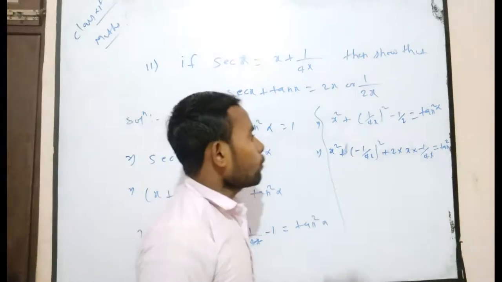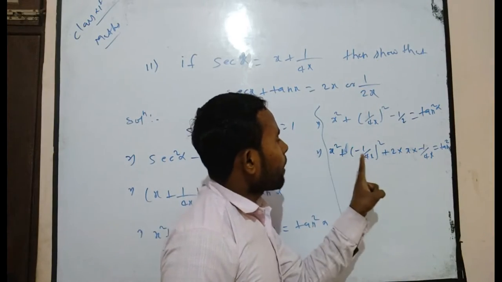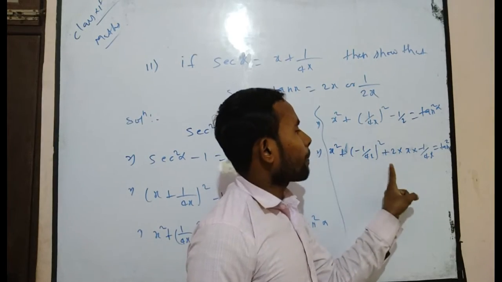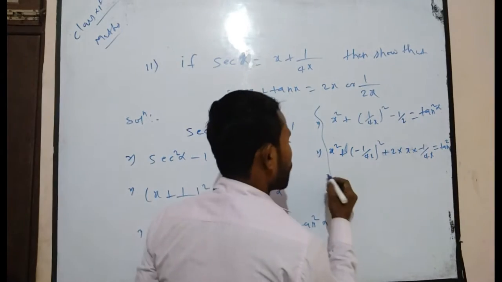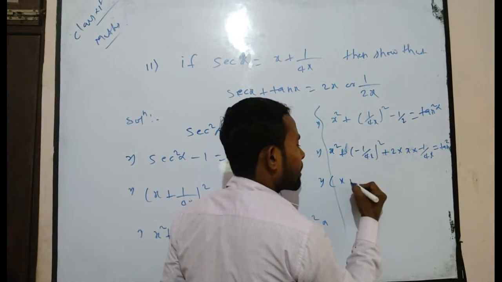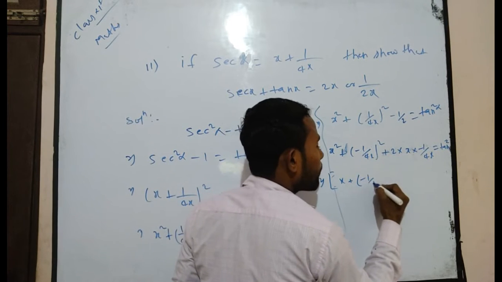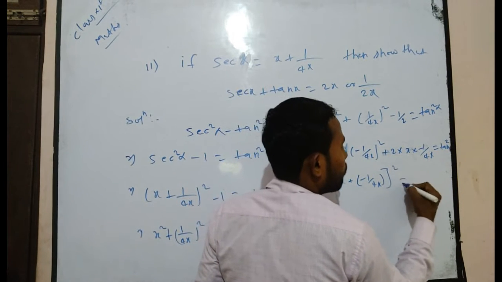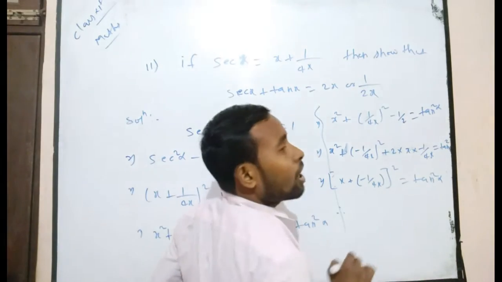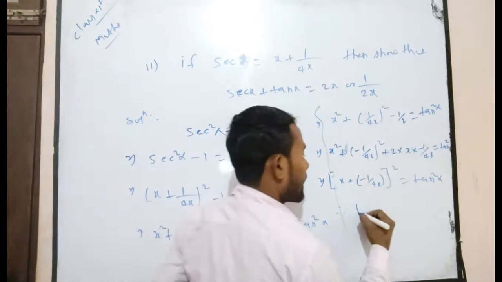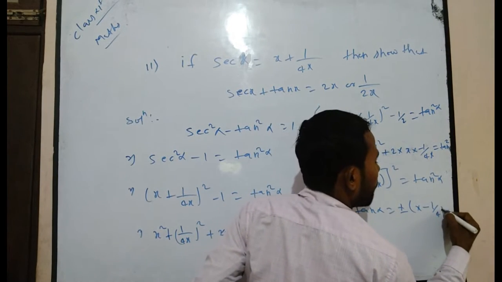Now, if you observe the LHS part, you can say that x square plus minus 1 upon 4x whole square plus 2 times ab. This is a form of a plus b whole square. That means you can write it as a plus b, where b is the value of minus 1 upon 4x. That means x minus 1 upon 4x whole square is equal to tan square alpha. After taking the square root on both sides, you get tan alpha is equal to plus minus x minus 1 upon 4x.